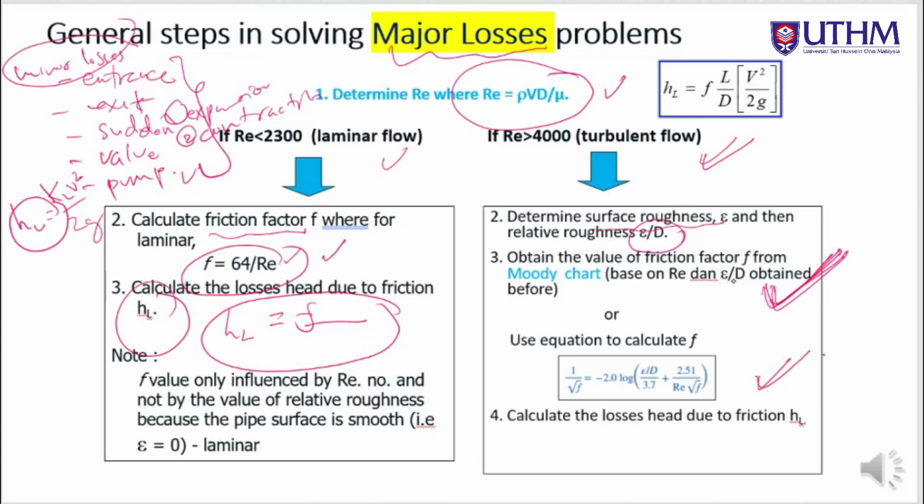And then daripada situ kita akan dapat the value of friction factor, and then friction factor kita ganti dalam rumus HL yang sama untuk dapatkan losses. So losses untuk kedua-dua major losses untuk laminar and turbulent flow, kita guna equation yang sama. Okay.